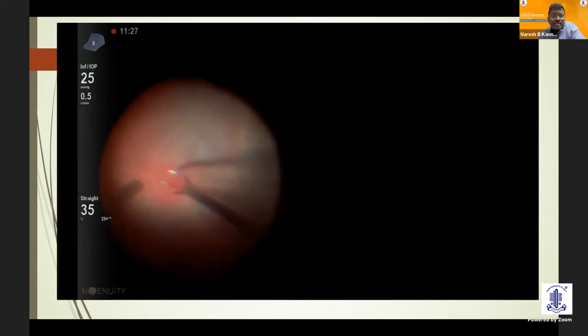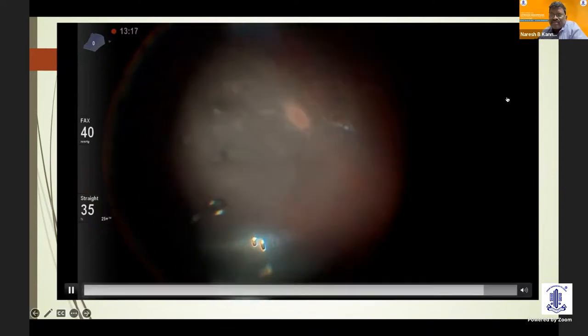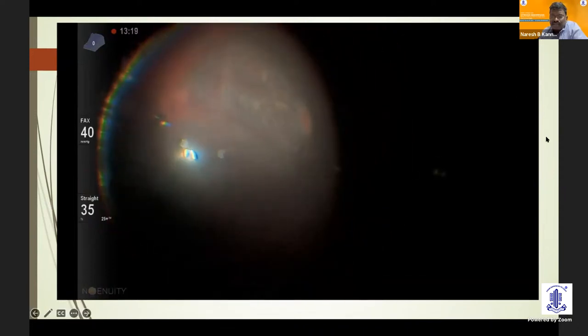So we don't need any tamponade, maybe air is fine, unless we damage any of the peripheral retina while doing the vitreous surgery.